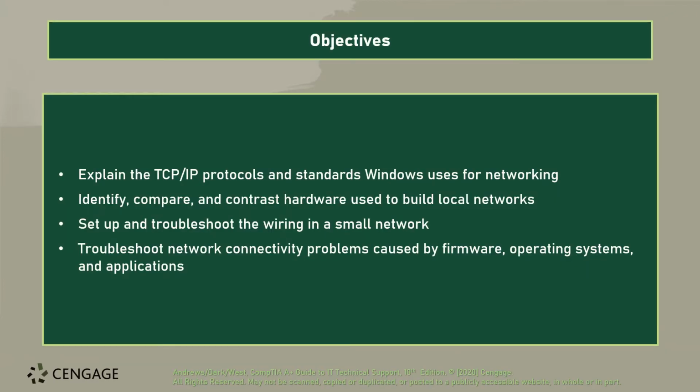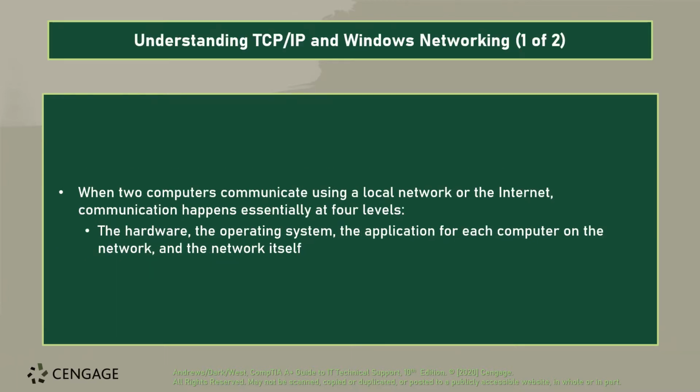So our objectives are to explain TCP/IP and some standards that Windows uses for networking. We're going to identify, compare, and contrast hardware for building local networks, set up and troubleshoot wiring in a small network, often what we refer to as a SOHO, and troubleshoot network connectivity problems caused by three primary culprits: the firmware, operating system, and applications.